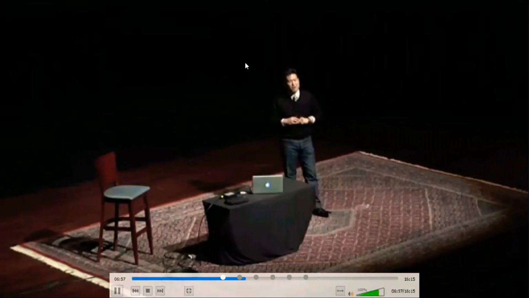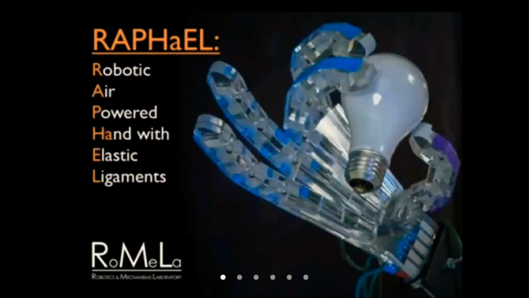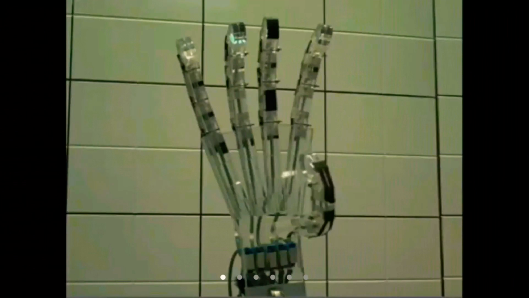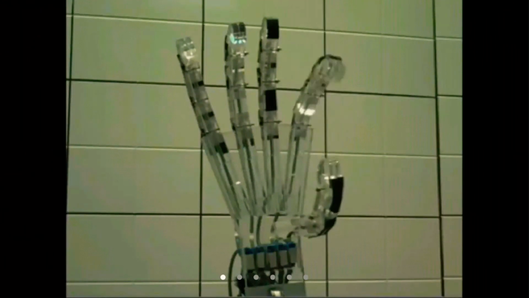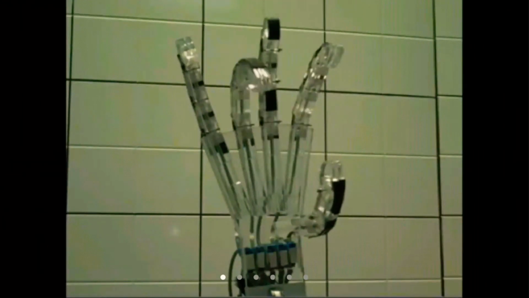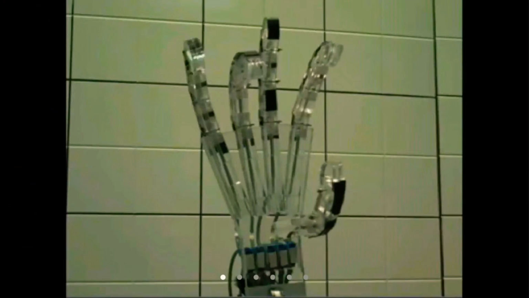This robot is a very recent project. It's called Raphael, robotic air-powered hand with elastic ligaments. There are a lot of really neat, very good robotic hands out there in the market. The problem is they're just too expensive, tens of thousands of dollars. So for prosthesis applications, it's probably not too practical because it's not affordable. We want to tackle this problem in a very different direction.